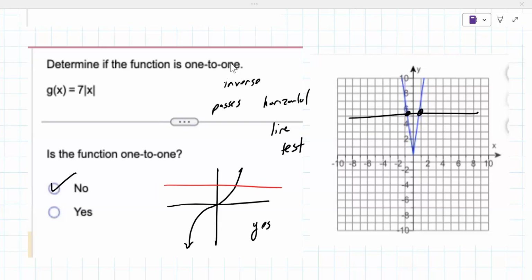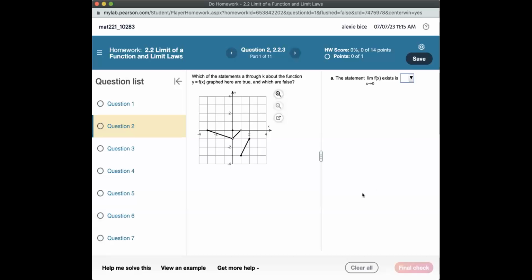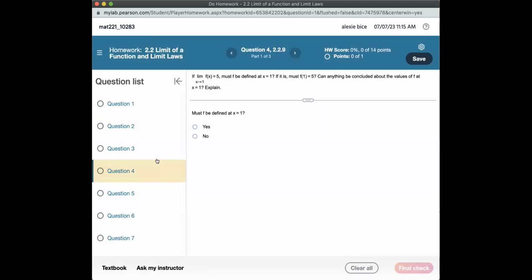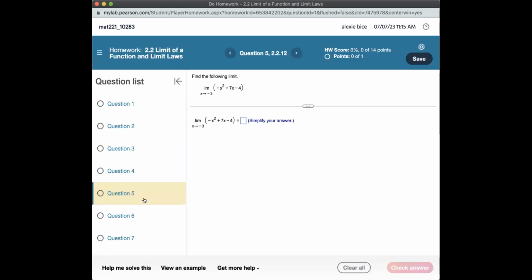Whenever you're ready, if you want to share your screen again, we can probably have plenty of time to look at more questions. I'm just trying to find one that I think would be good to explain. I kind of just got the hang of limits. We can do something like this. Yeah, we'll do something like that.